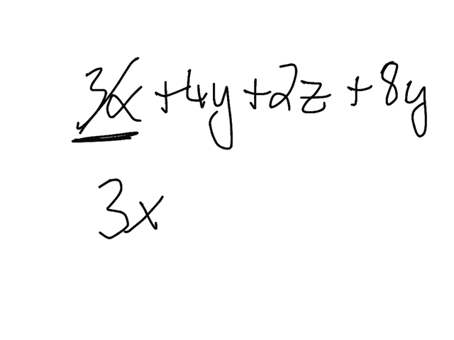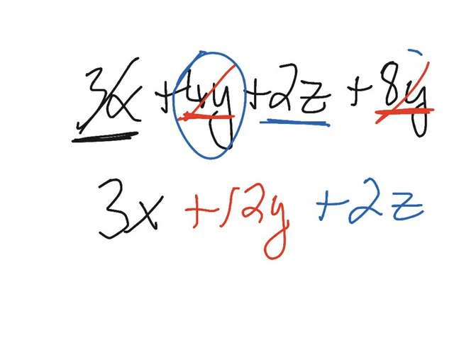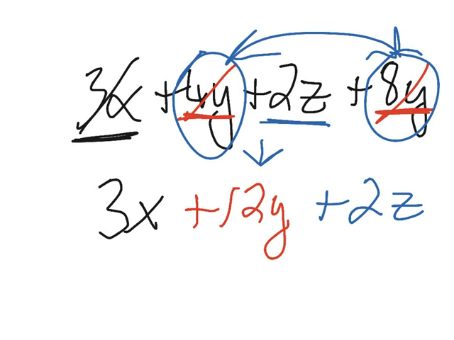Now, can I combine this 4y with anything? Can't combine it with the 2z, but I can combine it with the 8y. So now I get 12y. Cross those out. And now 2z, that's the only thing left, so I just leave it as is. So now I've simplified all of that by combining these two terms here, because they are both y's, into this one here.